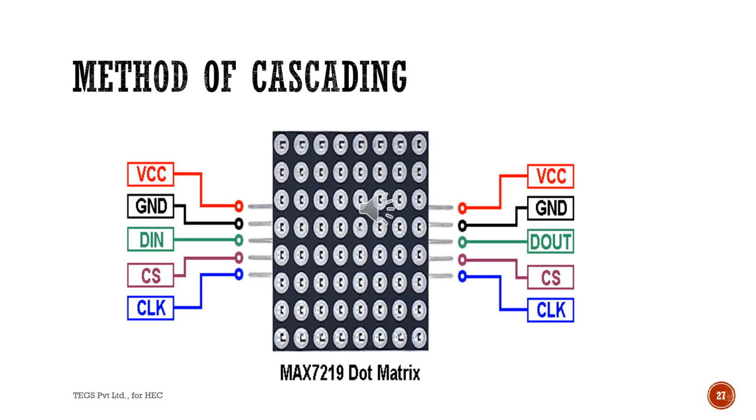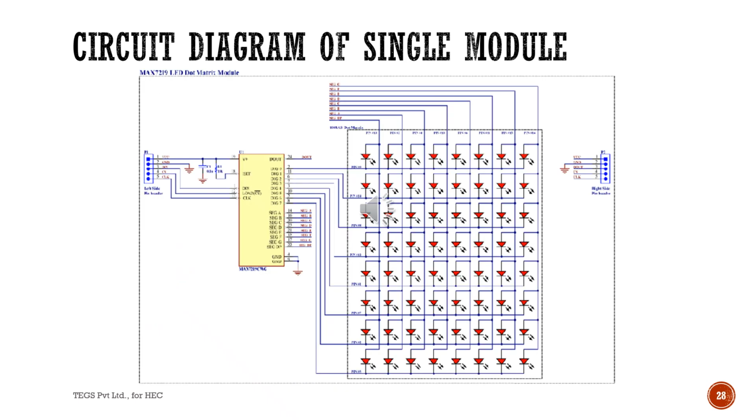The 8x8 matrix display using MAX7219 can be cascaded one after another. Any number of modules can be integrated. Standard commercially available modules have 4 to 6 displays cascaded and assembled together. The circuit diagram shows the internal wiring in the MAX7219 module. This is for those who are interested in knowing the circuit diagram of the module.